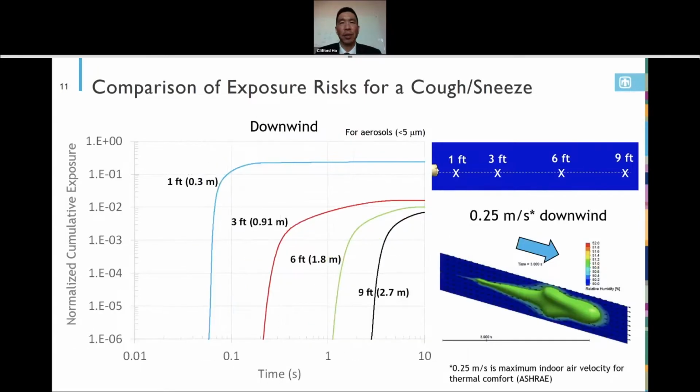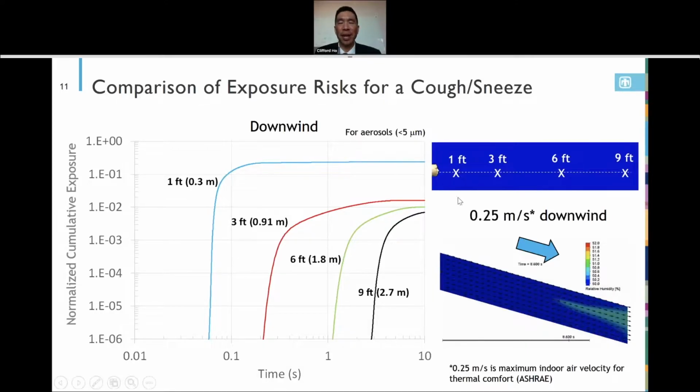Now we looked at other scenarios. If you were downwind of someone and they cough in your direction, and I should mention all of these wind airflow scenarios are at 0.25 meters per second, the maximum indoor air velocity recommended for thermal comfort by ASHRAE.